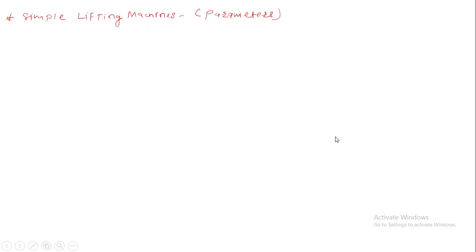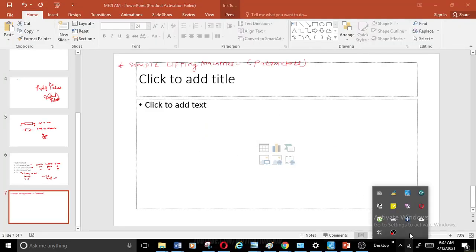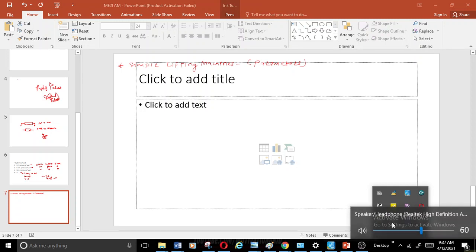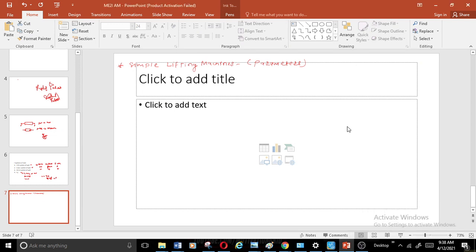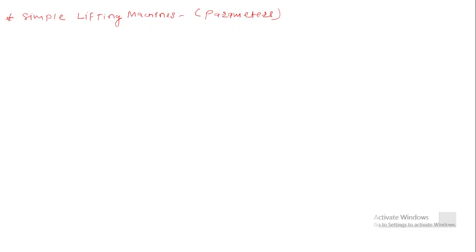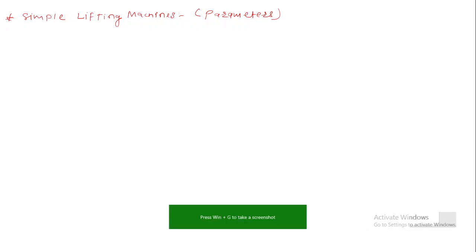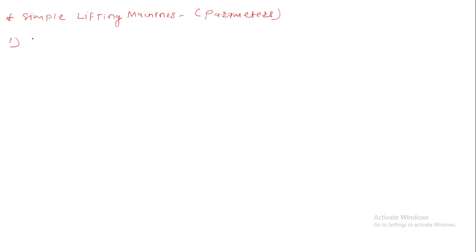Good morning all. So today we will learn about simple parameters to calculate the different parameters for simple lifting machine, right? This we already discussed, but for revision we are taking once again. So what parameters we learn, right? First we have seen effort.